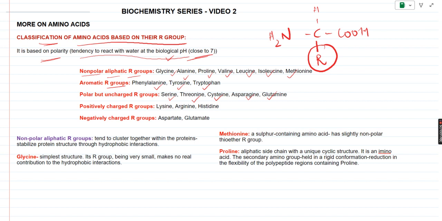Next, positively charged R groups. These R groups contain a positive charge. The amino acids that fall into this category are lysine, arginine, and histidine. And the negatively charged R groups mainly comprise of amino acids aspartate and glutamate, also known as aspartic acid and glutamic acid. The difference between asparagine and aspartate and glutamine and glutamate is the presence of a carboxylic acid group instead of an amide group there.